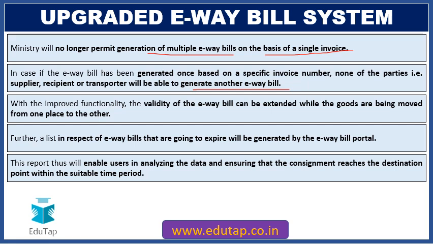Further, now under the new e-way bill system, the validity of the e-way bill can be extended while the goods are being moved from one place to another. So suppose there is a change in the destination of the goods midway, in that particular case the validity can be extended. Further, in respect of e-way bills that are going to expire, a list is going to be generated by the e-way bill portal. This is going to make it very clear to the generators of e-way bills which ones are going to expire so that they can take adequate action. This report is going to help users in analyzing the data and ensuring that their consignment or goods reach the destination within a suitable time period.